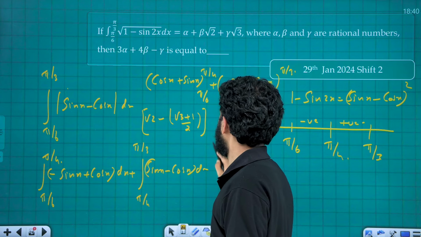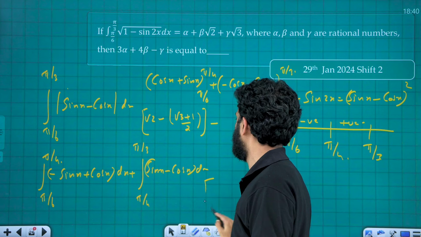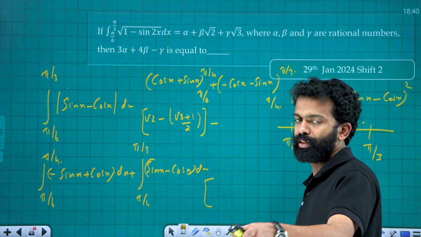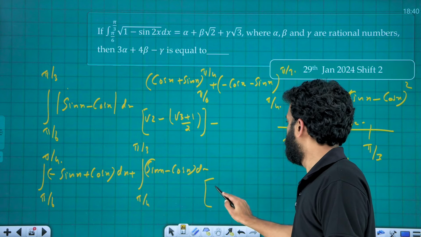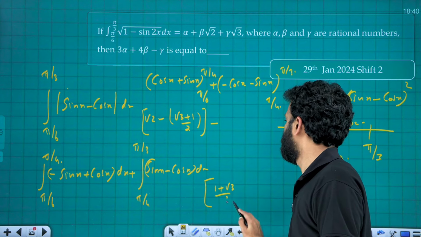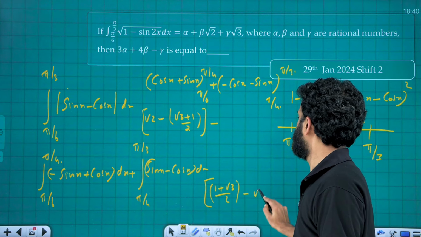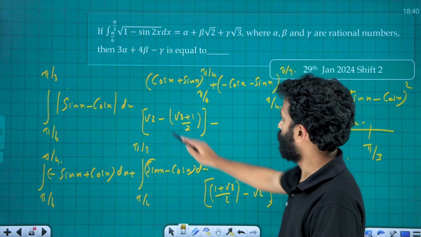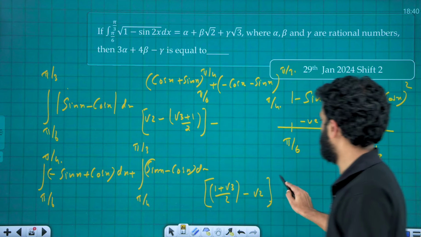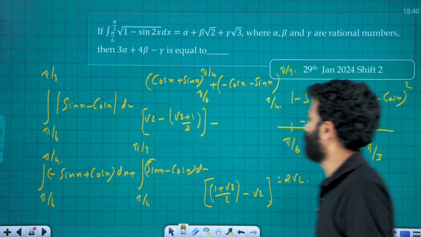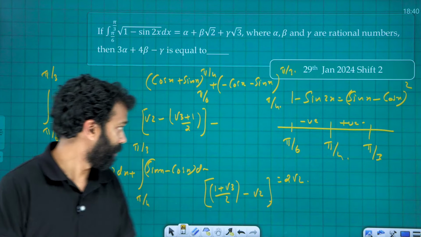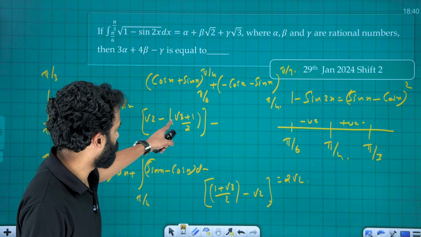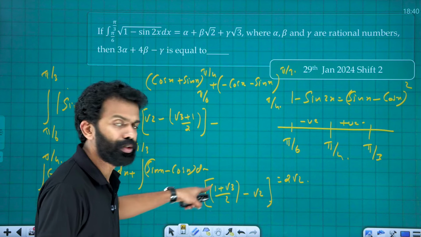We can take the negative outside. There is not enough space here, so we can write over here. What is cos 60? Cos 60 is 1 by 2 and sin 60 is root 3 by 2. Again, it will be 1 plus root 3 by 2, and minus of root 2. Minus of root 2 at pi by 4, you get the same answer. So root 2 minus of minus root 2 will be 2 root 2. Next one, this will be minus root 3 plus 1 by 2. Again, there is a minus root 3 plus 1 by 2.